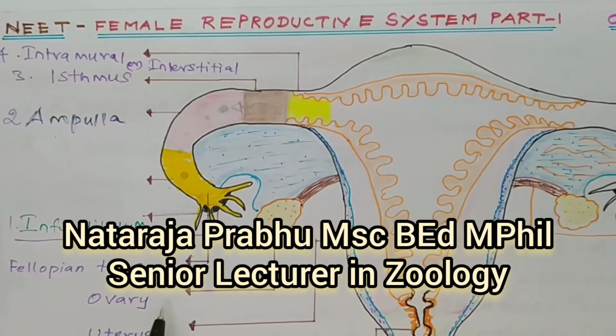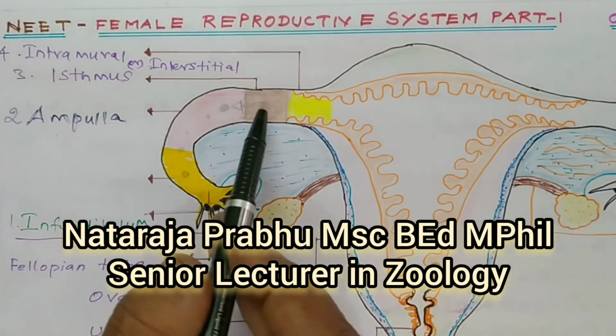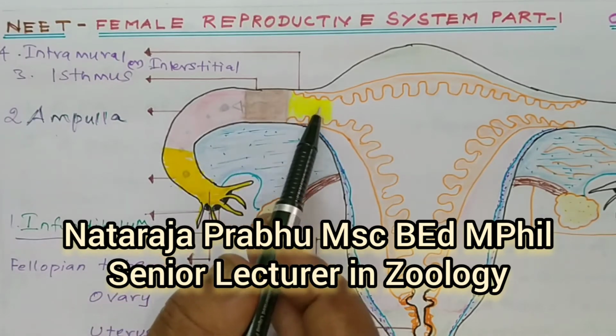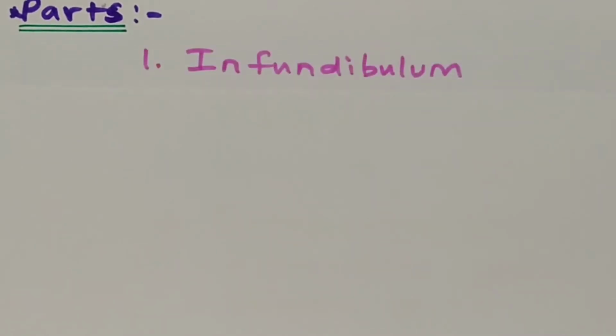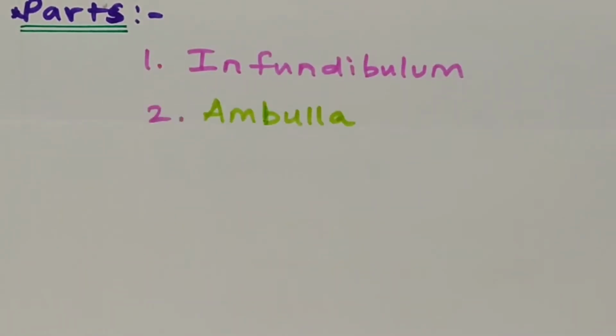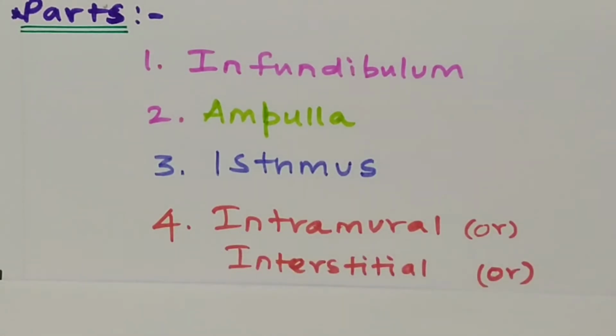So there are four parts of the fallopian tube: infundibulum, ampulla, isthmus, and intramural, otherwise interstitial. The parts of the fallopian tubes are number one, infundibulum, number two, ampulla, number three, isthmus, and number four, intramural or interstitial, otherwise called uterine part.